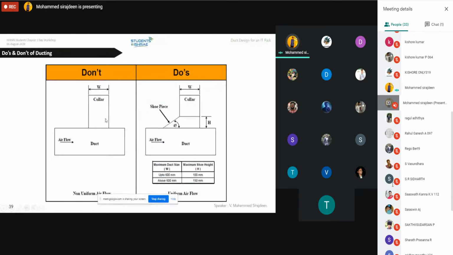Then, of course, it is mandatory to give us shoe pieces, then only the air will go in a smooth way. If we are not giving shoe pieces, the air will get confused. The entire air will be filled here, and only the filled air will be going inside the branches.